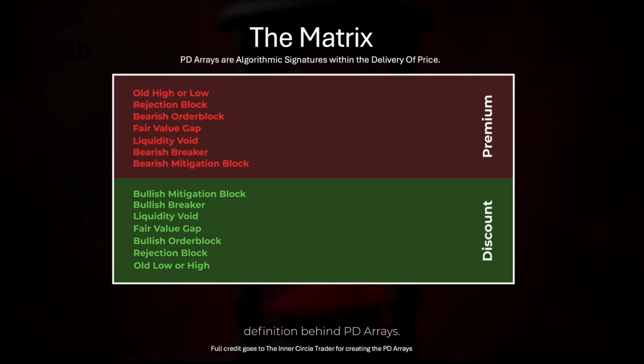Before we dive into this schematic right here, I first want you to understand the definition behind PD arrays. PD arrays are algorithmic signatures within the delivery of price. Meaning, throughout the delivery of price within buy or sell programs, what will happen is that IPDA will leave behind footsteps. Our job is to recognize what these footsteps are to anticipate what the next delivery function is likely going to be.